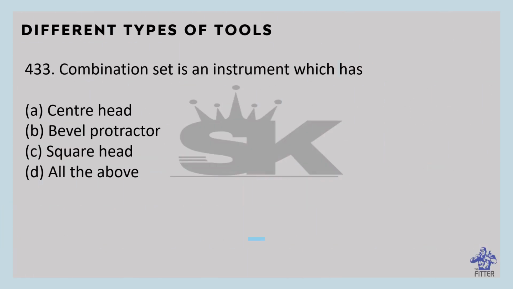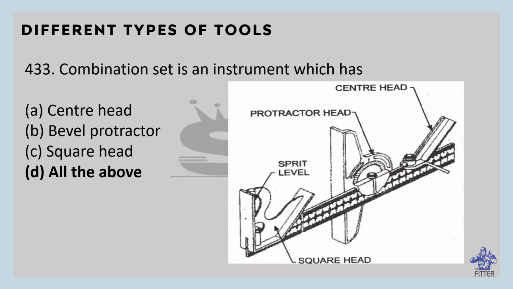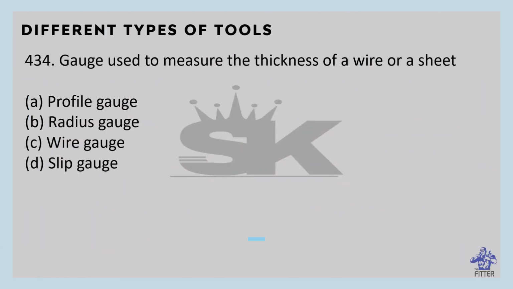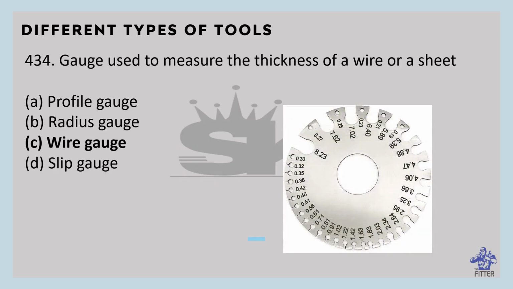The combination set is an instrument which has all of these: center head, bevel protractor, square head. So you can see here in the image, the center head is there, the protractor head is there, and the square head is also there. A gauge used to measure the thickness of a wire or a sheet is the wire gauge. You can see here in the image, this is the wire gauge.